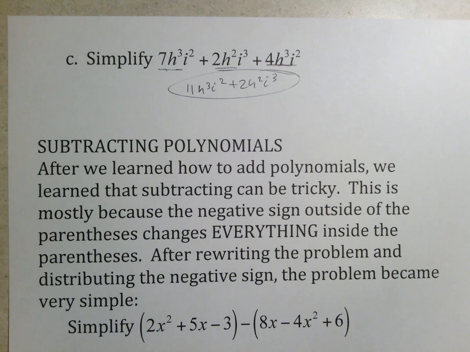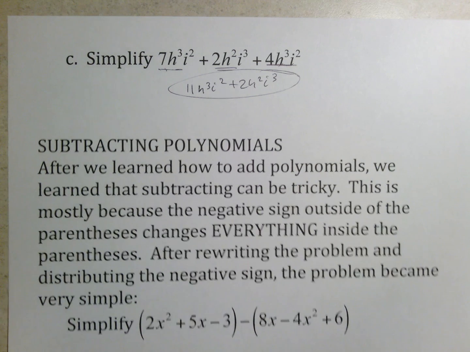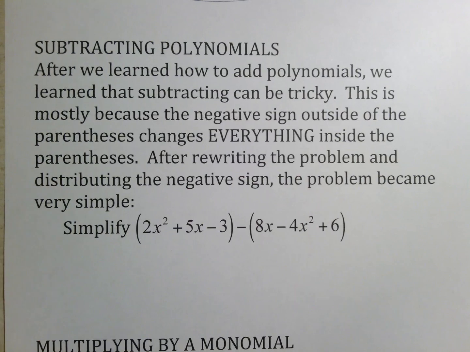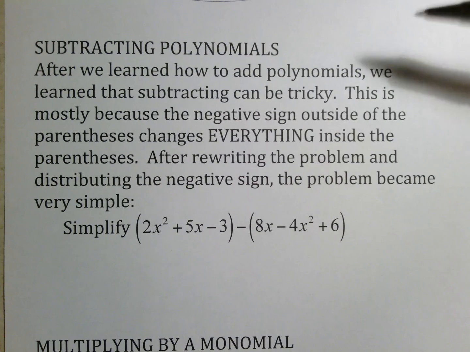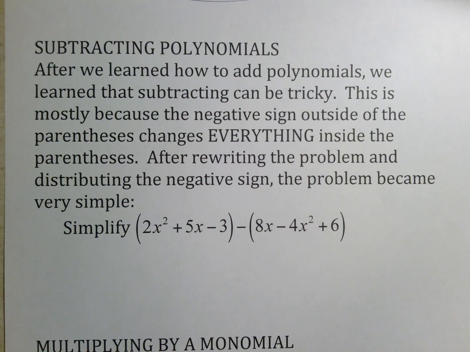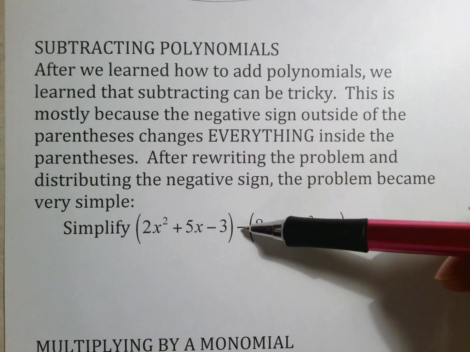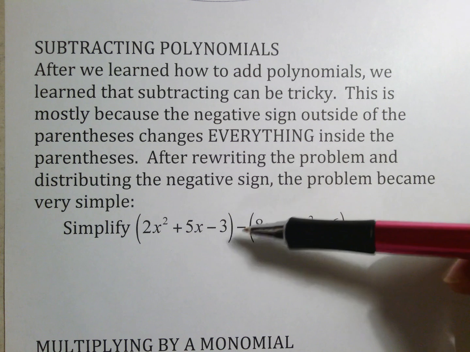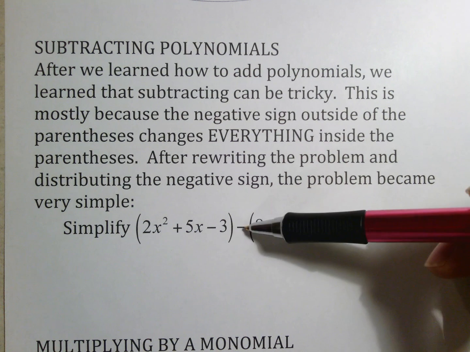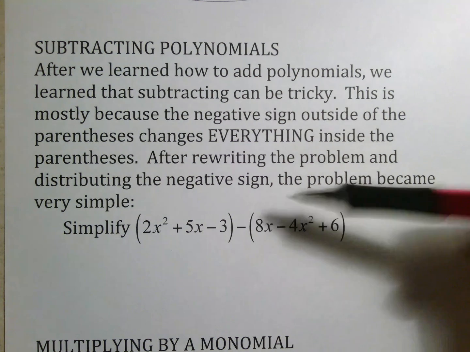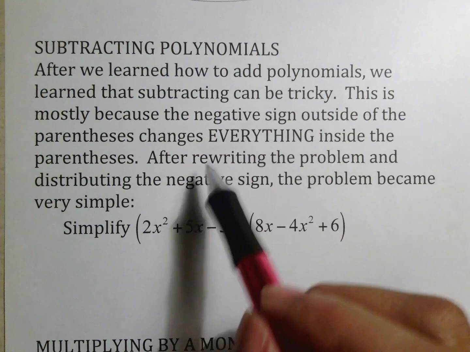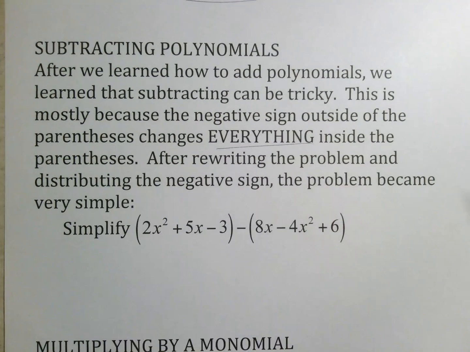So again, that was your adding polynomials. We also talked about subtracting polynomials, and that was right after we learned to add. We learned that subtracting can be tricky, and it's mostly because of that negative sign. A lot of you asking me questions on your Math XL, it's because you keep overlooking the fact that this negative causes all kinds of problems in that question. Anytime you see a negative outside of a parentheses, it means change everything, and again, everything is capitalized inside the parentheses, and then after you rewrite it, you distribute.